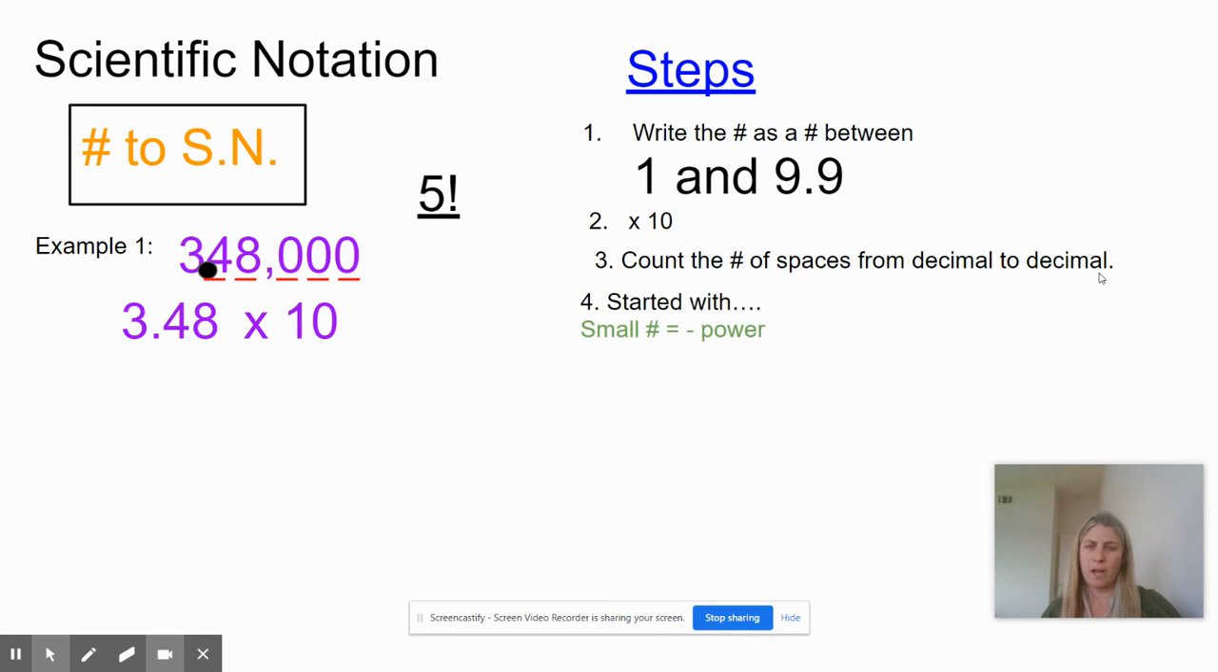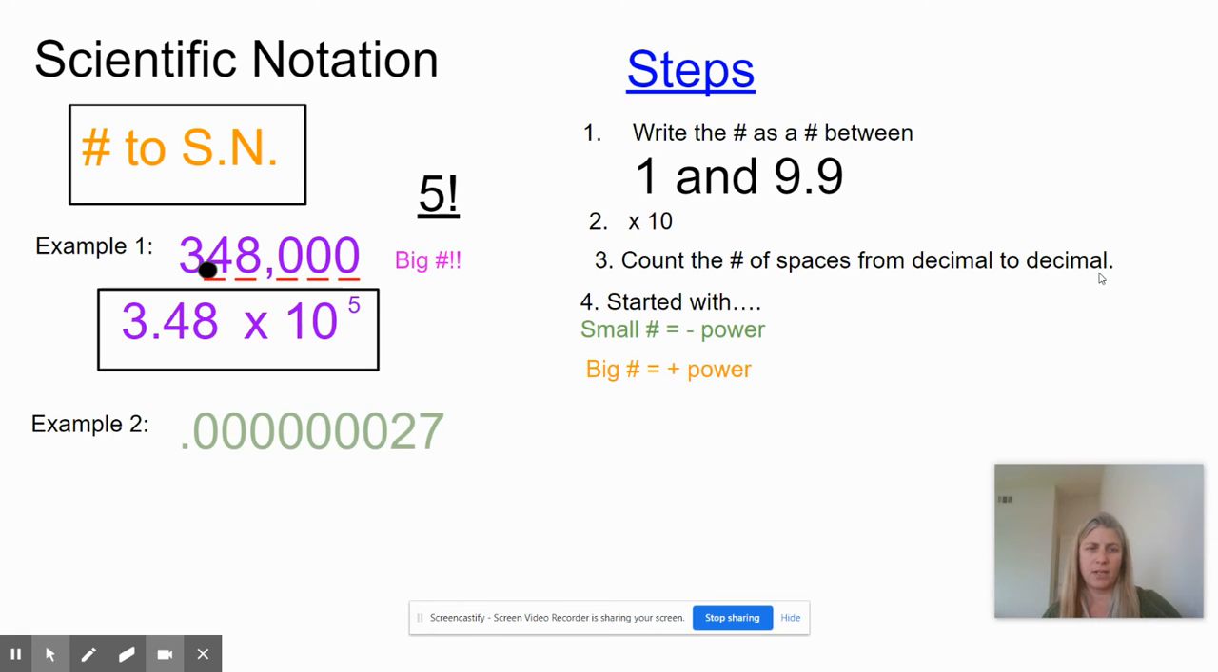So if we started with a number that was really, really small, like a decimal, then I'm going to make this a negative power of -5. If we started with a number that was really, really big, then we're going to make it a +5. And as you can tell, if we had this much money, we'd be very happy. It's a lot of money. And so that's going to be a positive power, and we're going to add that as an exponent on the 10. So it's a big number, and our answer in scientific notation is 3.48 times 10 to the 5th power. And that is our answer in scientific notation.